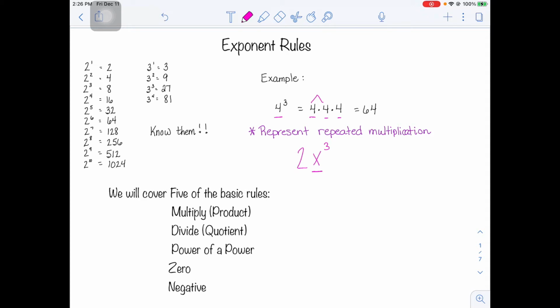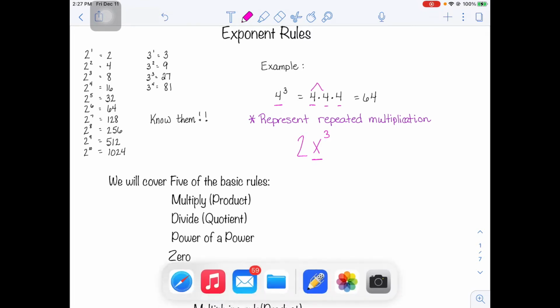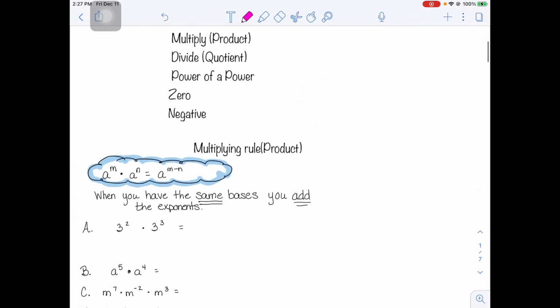So we're going to cover 5 of the basic exponent rules. There are more than 5, but we're going to cover 5 of them. The multiplying, which is the product rule, dividing, which is the quotient rule, power of a power, and the zero and negative rules, which are sometimes referred to as special rules. So the first one we're going to start with is the product rule.